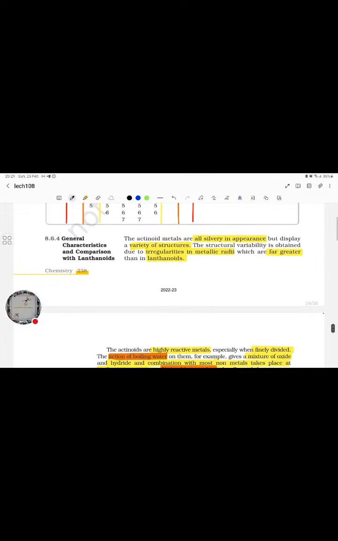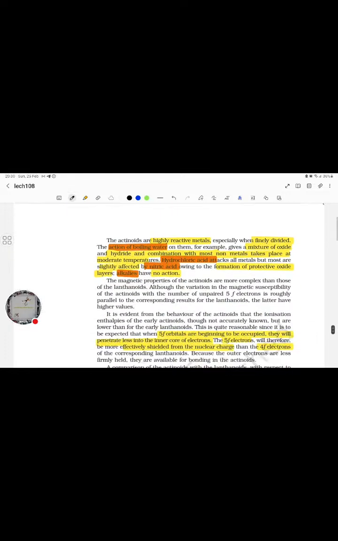Moving on, the general characteristics and comparison with lanthanoids. The actinoid metals are all silvery, the same as the white silvery appearance we have seen in lanthanoids. The structural variability is obtained due to irregularities in the metallic radii, which are far greater than in lanthanoids. That is, structural variability arises because there is irregularity in metallic radii, and the metallic radii vary far more than those seen in lanthanoids.